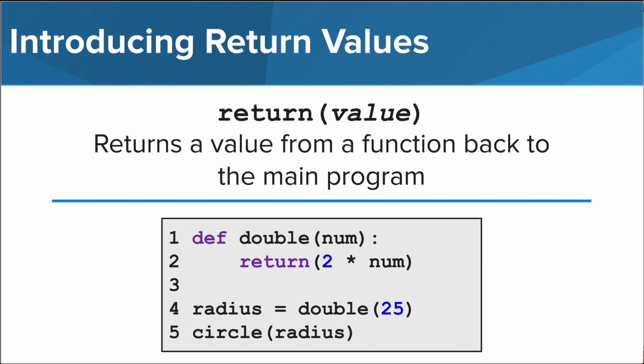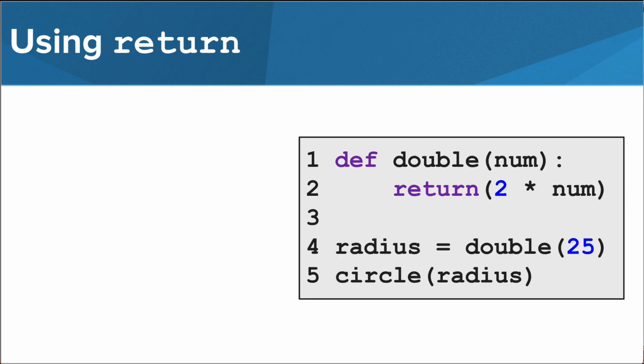Let's take a deeper dive into how this is working. The first line of code to execute in this program is line 4. This line is creating a variable called radius and setting the value of the variable equal to double 25. Now, what is double 25 doing? It is calling the function double and using 25 as the argument.